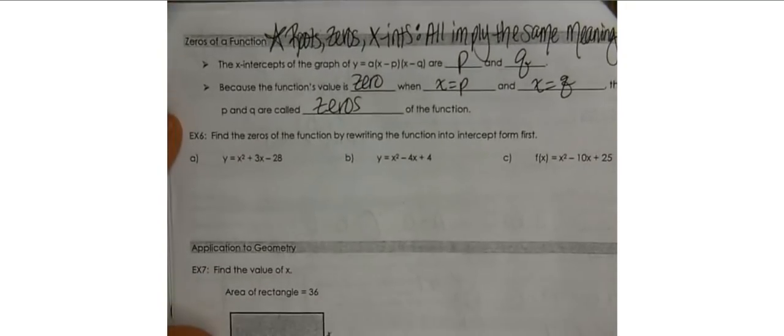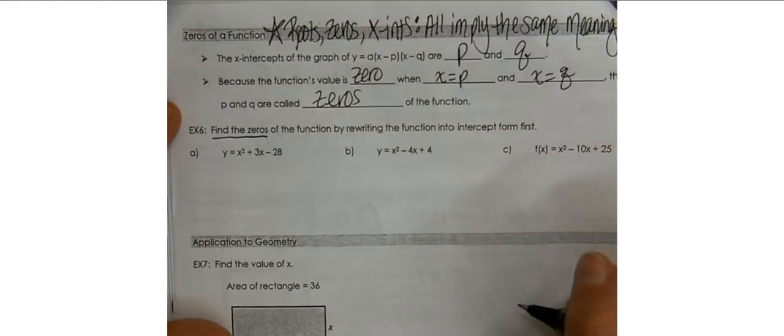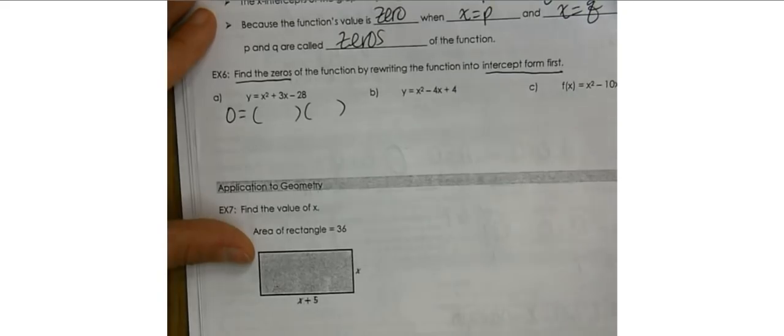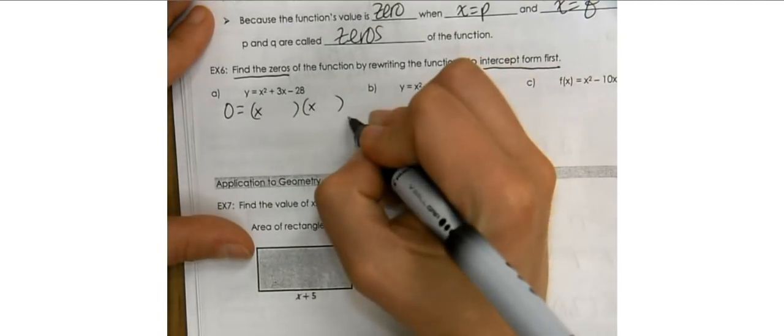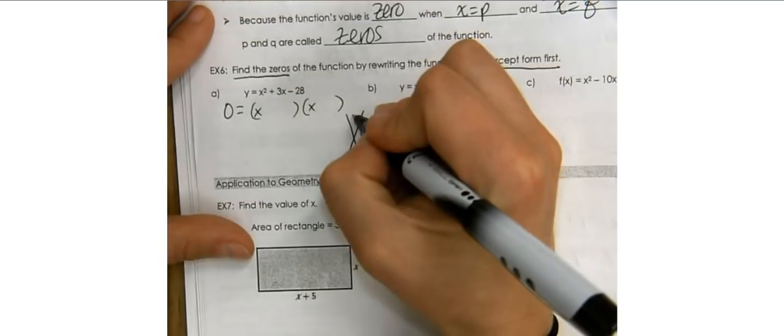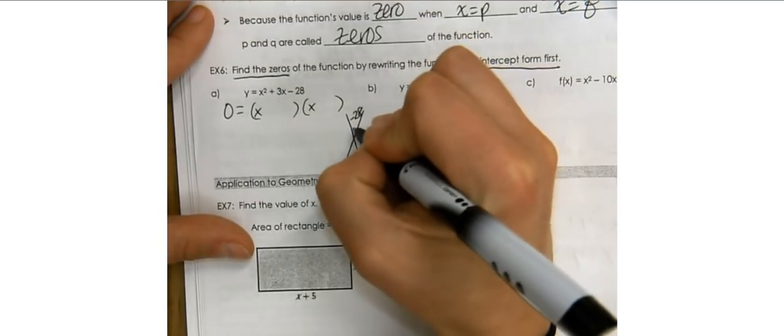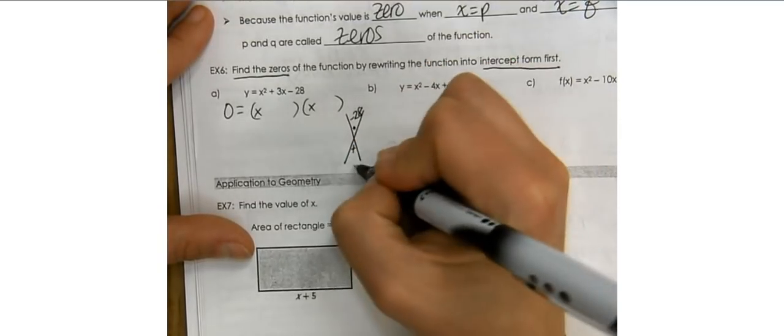So if you are asked to find the zeros of the function by rewriting the function into intercept form first, we're simply going to start off by replacing that y equals with the number 0, and then breaking down the quadratic into two parentheses. So I'm going to split apart the x squared into an x and an x, and I'm going to ask myself, what two numbers multiply together to equal negative 28, that's my c value, but together add to equal 3.